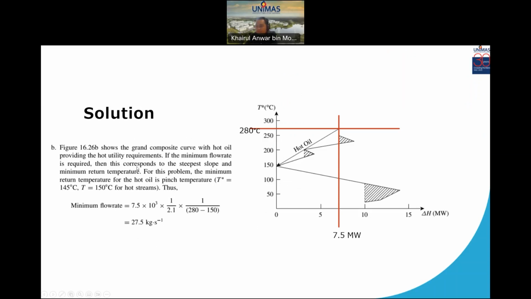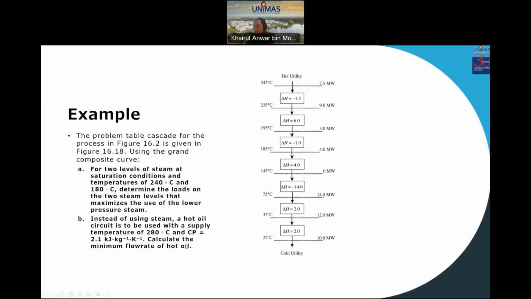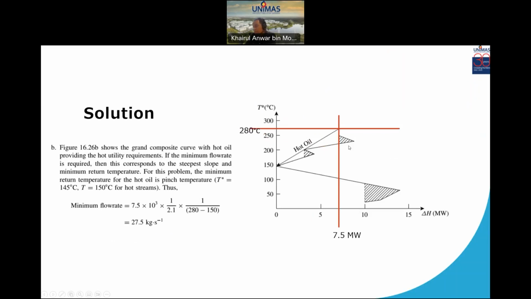For this case, if the minimum flow rate is required, then this corresponds to the steepest slope and minimum return temperature. The minimum return temperature is the pinch temperature. The pinch temperature for this is 145, but that one is shifted. So for the hot stream, plus 5. The minimum return temperature is 150 degrees C. So make a line at 280, because the supply temperature of the hot oil is 280. Then from 150, find the steepest line that intersects 280.